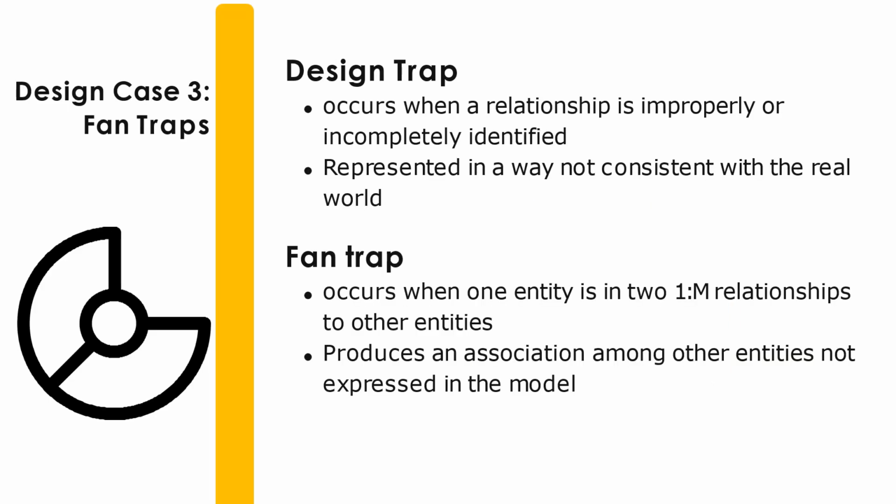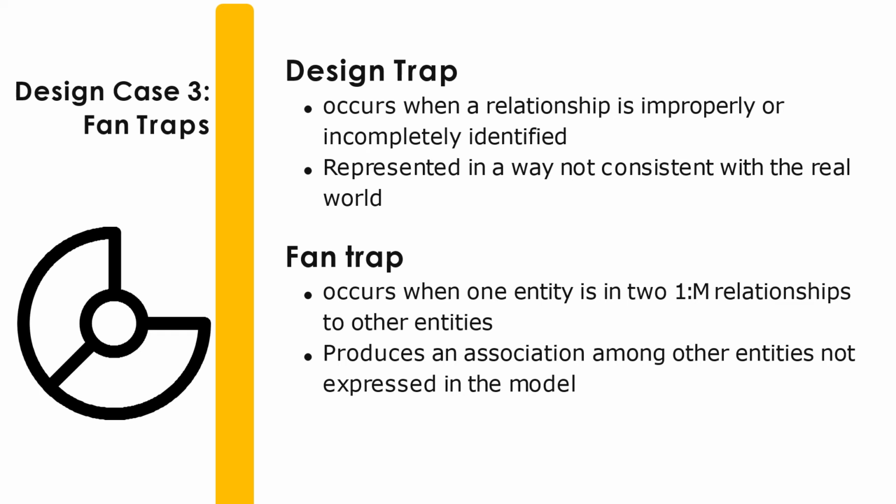Design case number 3, fan traps. A design trap occurs when a relationship is improperly or incompletely identified. It is represented in a way not consistent with the real world. Now, we have a fan trap if one entity is in two one-to-many relationships to other entities. This one produces an association among other entities that are not expressed in the model. And usually, fan traps are commonly committed by starting database professionals.